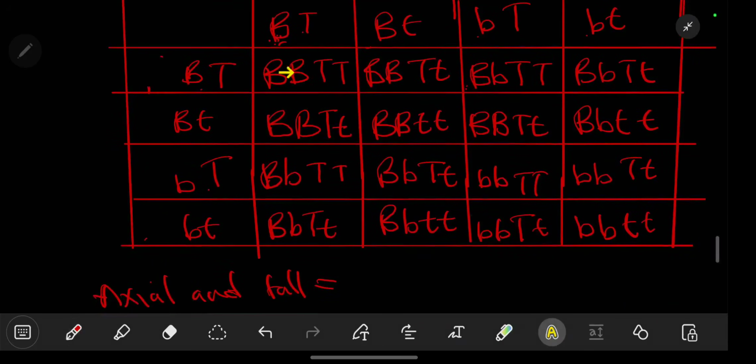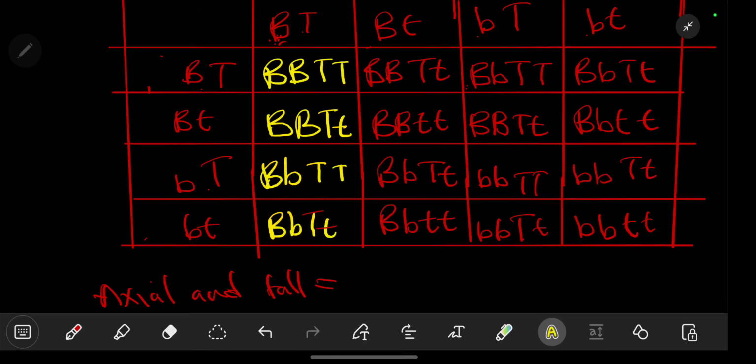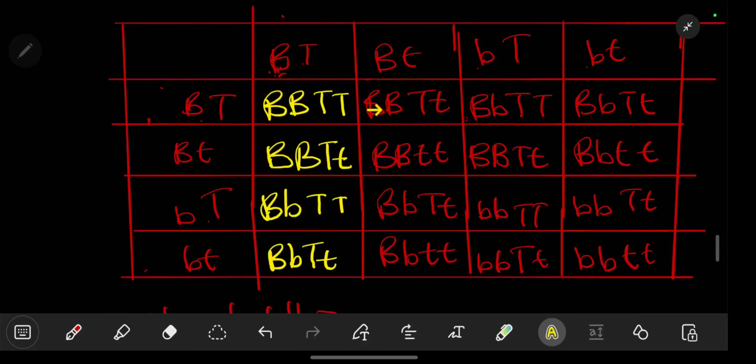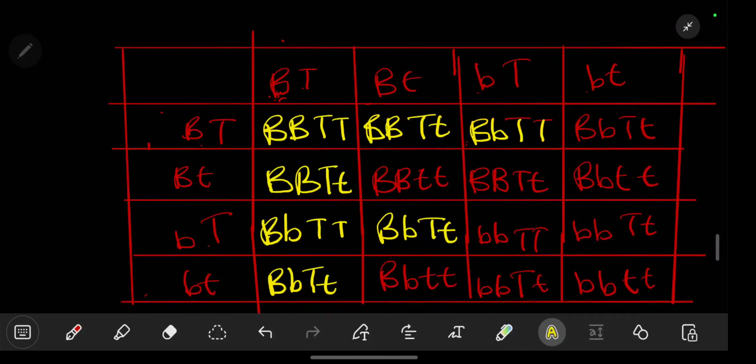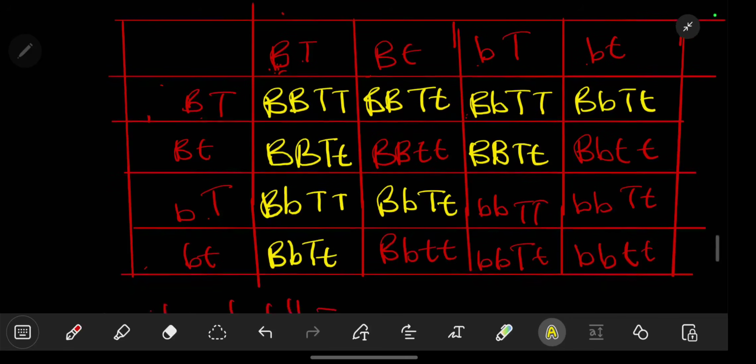See at least one big letter B and at least one big letter T. So we have number 1, number 2, number 3, number 4, number 5. So this is where we have at least one big letter B and at least one big letter T. 4, 5. So here we have 6, we have 7, we have 8. Here we have 8, we have 9, like that. So this is what we have.